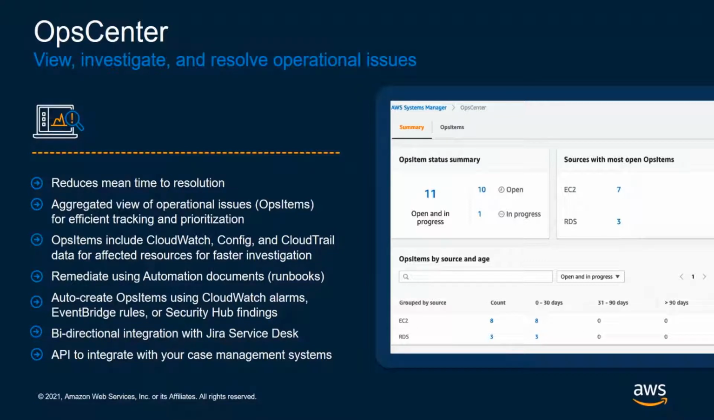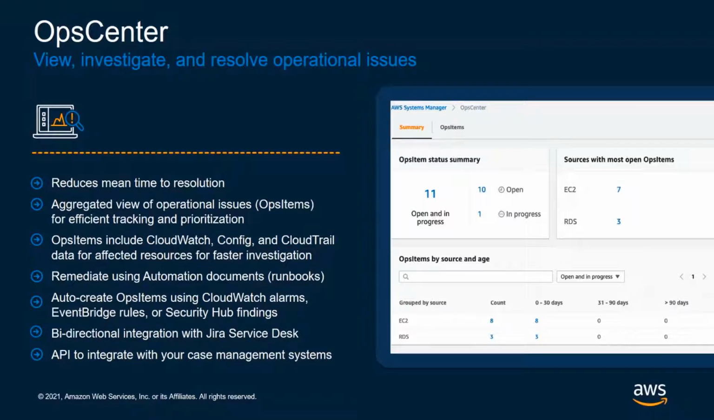More specifically, OpsCenter offers the following benefits for operation engineers and organizations. You no longer need to navigate across multiple consoles in order to view, investigate, and resolve ops items related to your AWS resources. Ops items are aggregated across services in a central location. You can view service-specific and contextually relevant data for these ops items. These are automatically generated based off of CloudWatch alarms, EventBridge rules, or Security Hub findings.